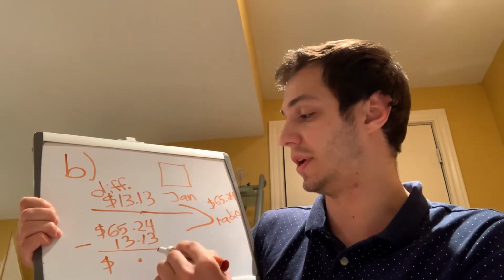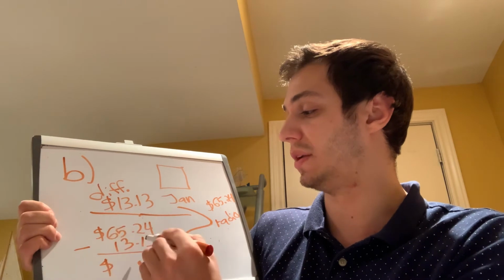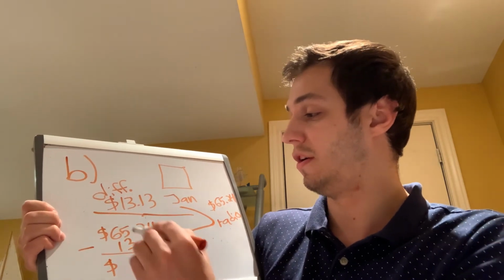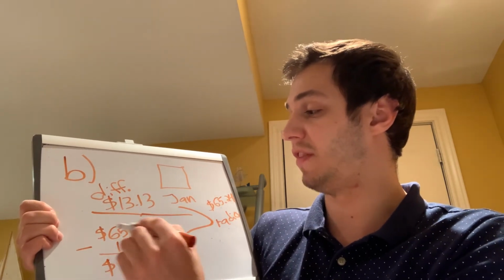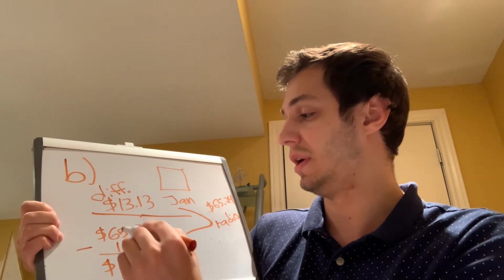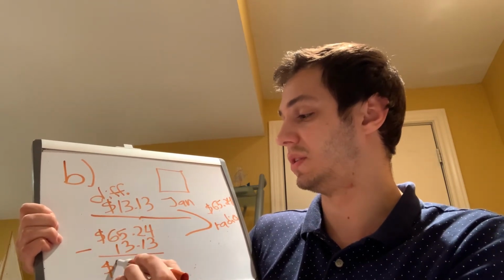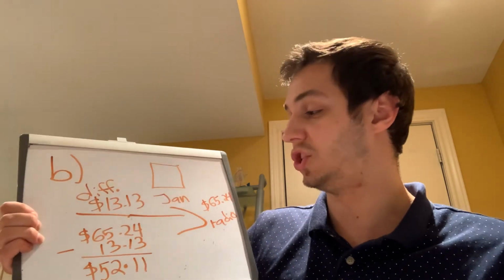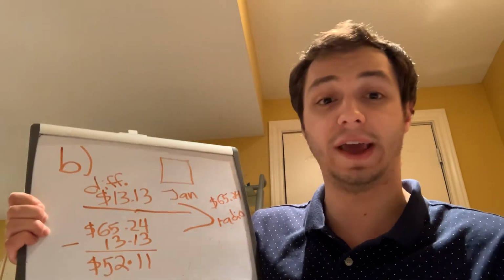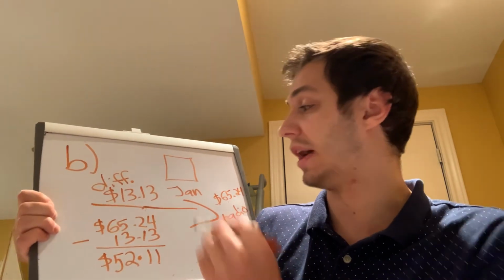4 minus 3 is 1. 2 minus 1 is 1. Our decimals are lined up. 5 minus 3 is 2. And then 6 minus 1 is 5. So Jan has $52.11. So that's our answer.